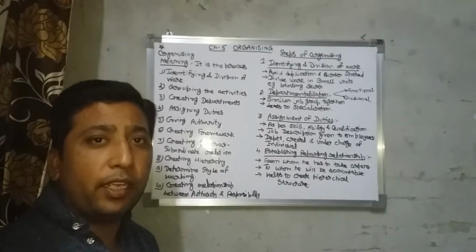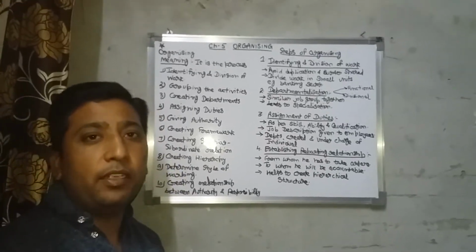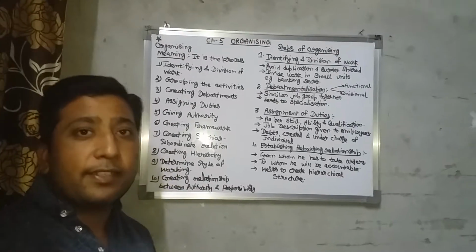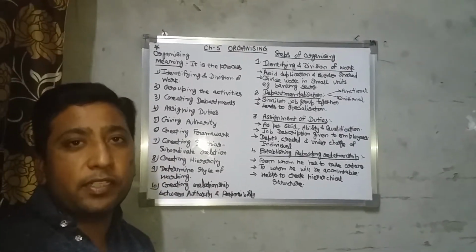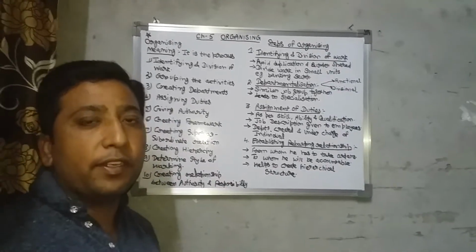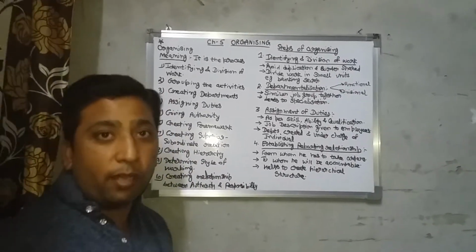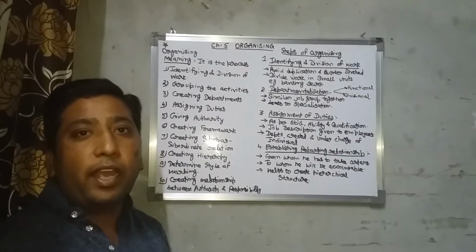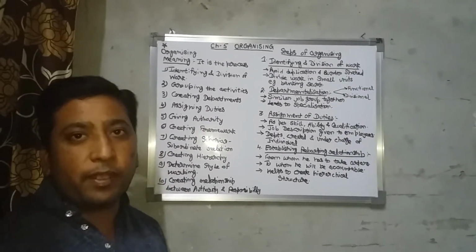Hello students, today we are going to discuss the next chapter, organizing. This is the second function of management. We have done the first function, planning. After planning you have to organize in every respect, like you have to organize the job, the employees, and responsibility, relationship, etc.